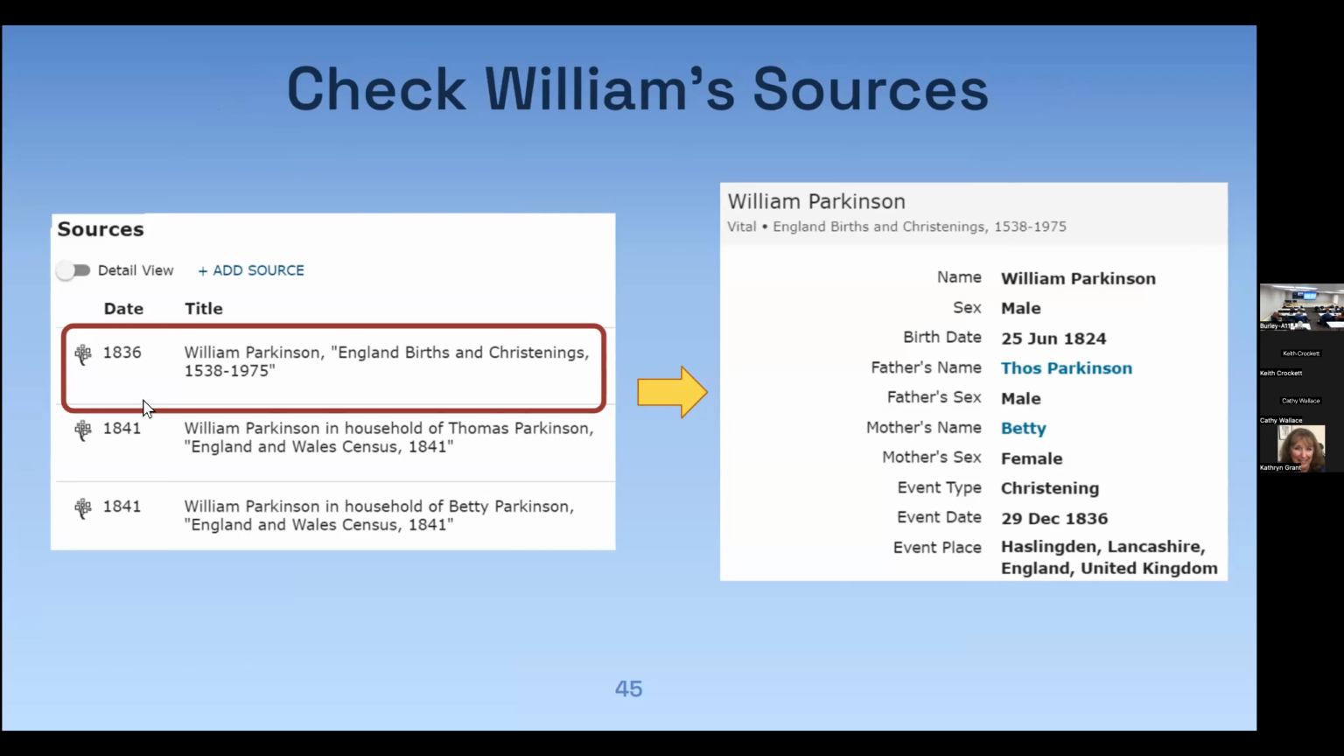So we look at the first one, 1836, and as we review the information, it's got the exact same birth date, the exact same dad, even to the abbreviation of Thomas, the exact same mom with no maiden surname, the exact same christening date and place. So this source is a total match. So it's a good source.